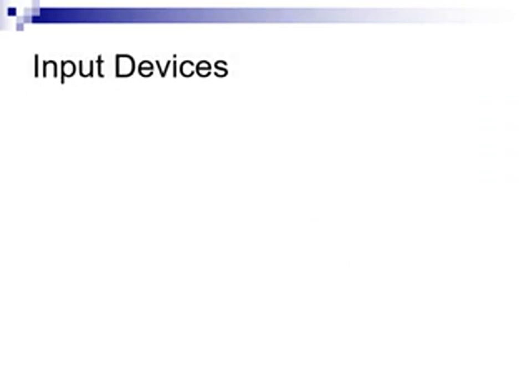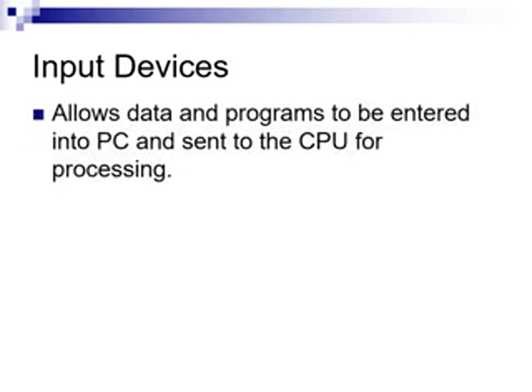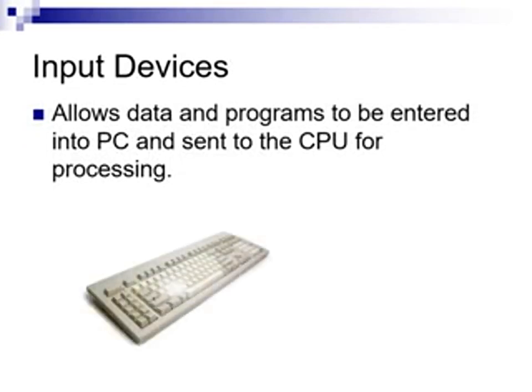Input devices. We've said anything connected to the computer will either bring information in or take the information out. Here are examples. They allow data and programs to be entered into the PC and sent to the CPU for processing. The most common one is the keyboard as well as the mouse. Those are the most common input devices.